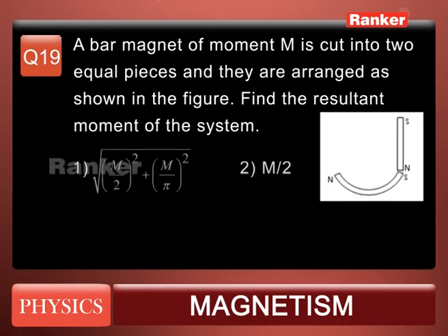Question number 19. A bar magnet of magnetic moment M is cut into two equal pieces and they are arranged as shown in the figure. Find the resultant magnetic moment of the system. The first option here, root over M by 2 whole square plus M by pi square. Second option M by 2. Third option M, and fourth option M by pi.